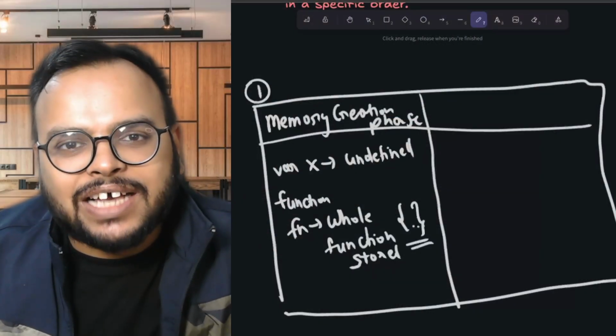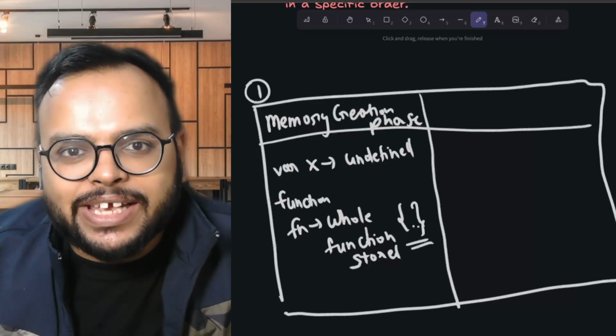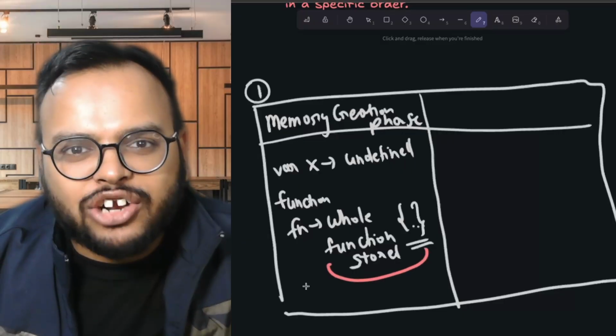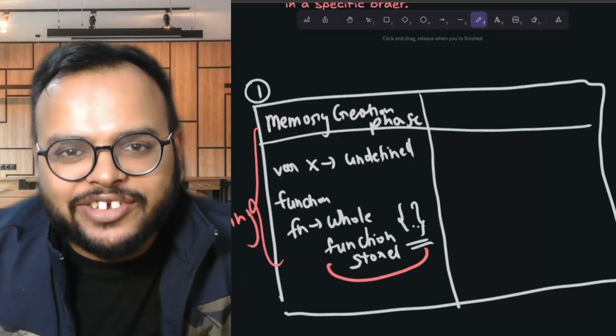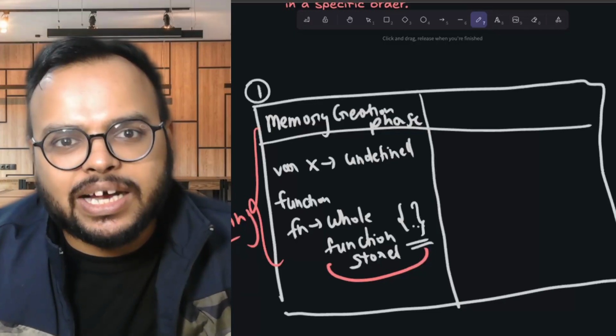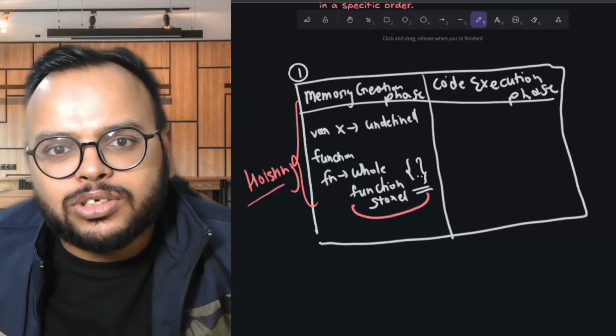In this phase, JavaScript scans your entire code. Variables get allocated memory and are assigned undefined. Functions get stored entirely but are not executed yet. This memory creation phase is the reason why hoisting exists, which we will be discussing in coming videos. Phase 2, code execution phase. Now JavaScript runs code line by line.